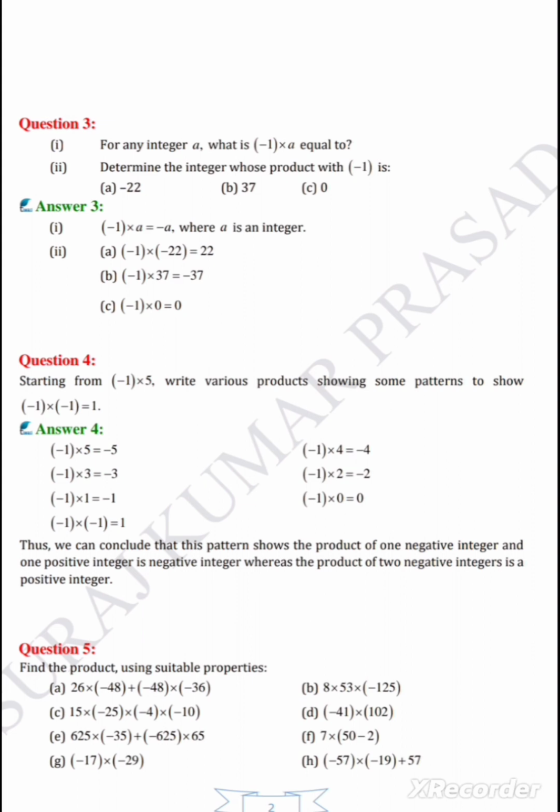C is equal to minus 1 into 0 is equal to 0. If any integer is multiplied with 0, then we get the answer as 0.